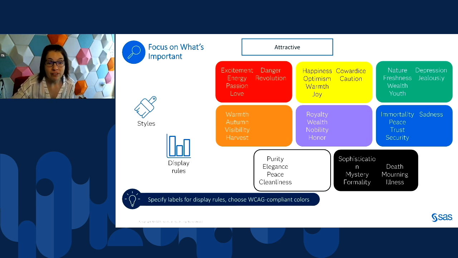For example, oftentimes when people see green, they think, oh, good, like go, this is excellent. And when they see red, they think bad, this is dangerous. So some of these emotions you might want to use to your benefit, and some of them you might want to avoid just so that you don't alert your report viewers to something you're not trying to show.